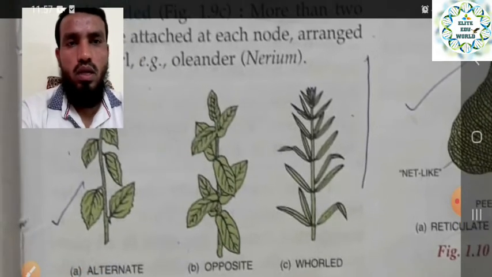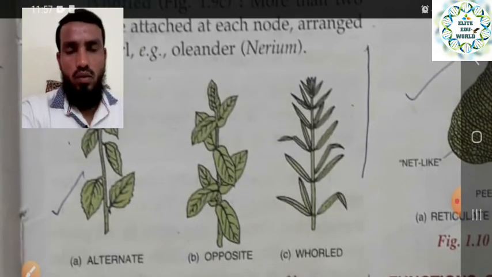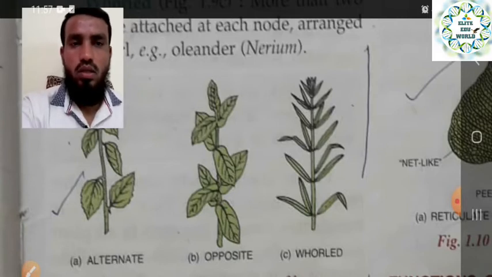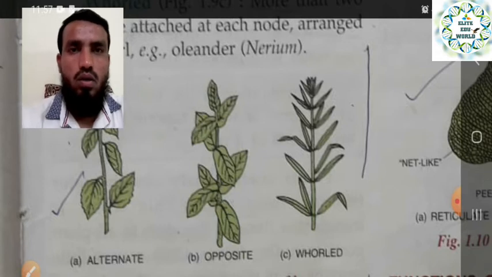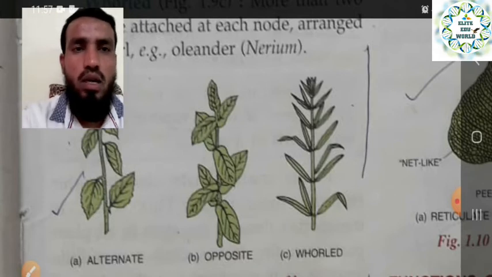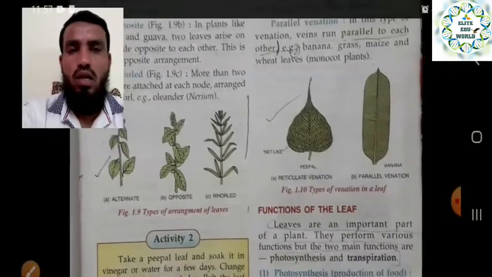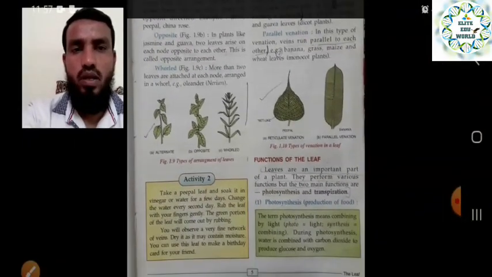So these are the comparisons between these three types. You can understand easily: one leaf on each node, then the other one is two leaves, that is opposite. On one node only two leaves are there. On the third type, more than two leaves can arise from one node. That is why, on the arrangement of the leaves, we are having different types of leaves here, right.